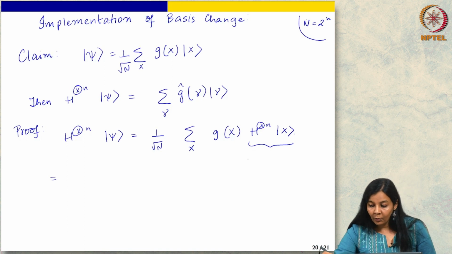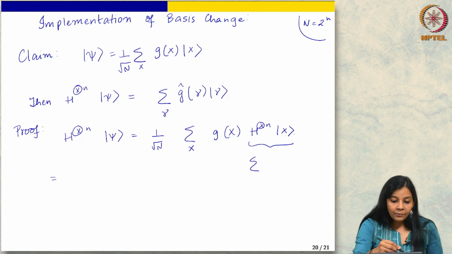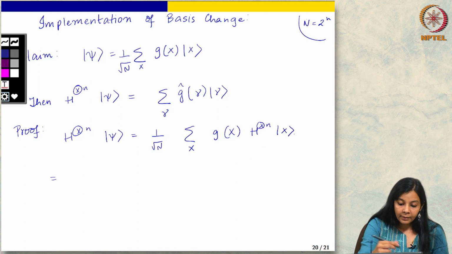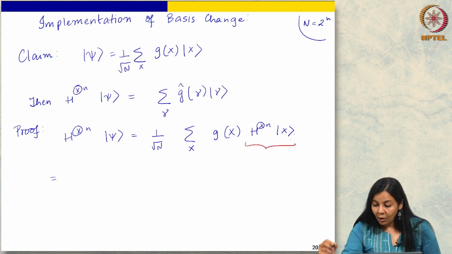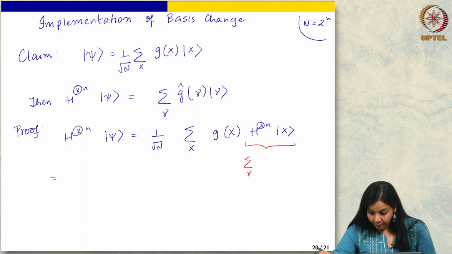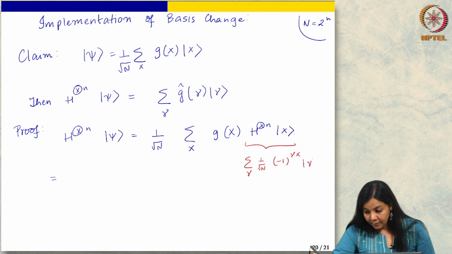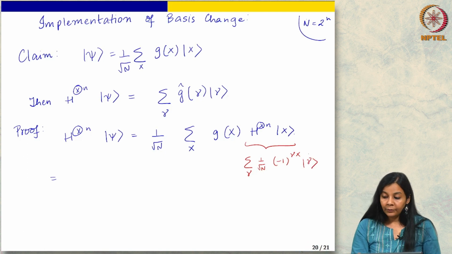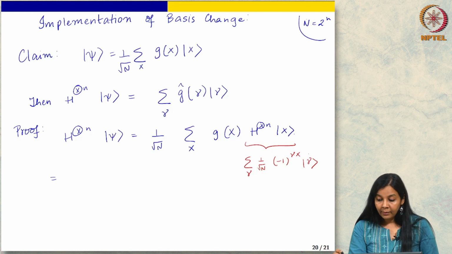So, this is going to be summation, maybe I will use a different color to illustrate it clearly. Okay. So, this we already saw is nothing but summation over gamma, 1 over root n, minus 1 to the gamma x, gamma. This we already developed previously, so we will not do it again, we will simply use it here, right.